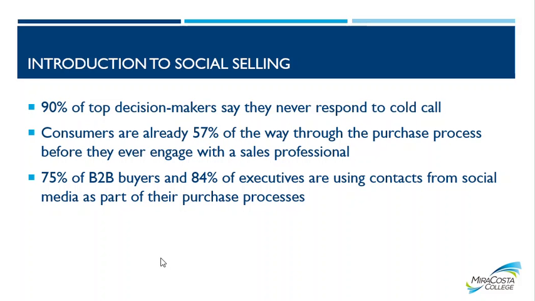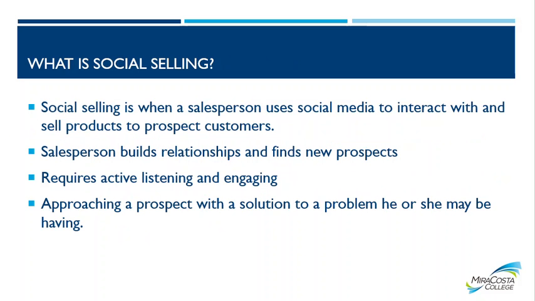Even retail items. If you're searching for an expensive item like a certain car or a certain computer or even a phone, you've kind of already done the research on your own. And by the time you get to the store or the e-commerce website to make that purchase or to talk to a sales rep, you kind of already know what you're going to get. 57%. 75% of B2B buyers and 84% of executives are using contacts from social media as part of their purchase process. And that number is just going higher and higher.